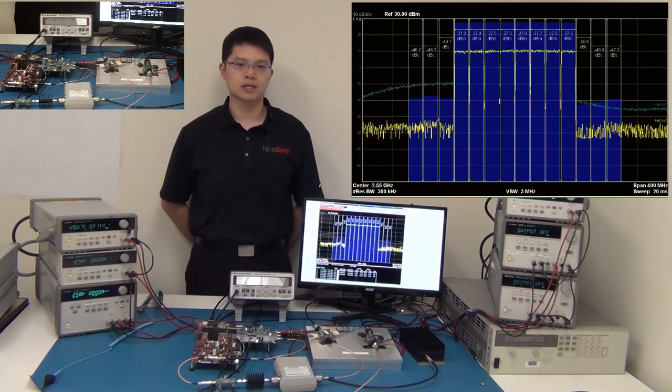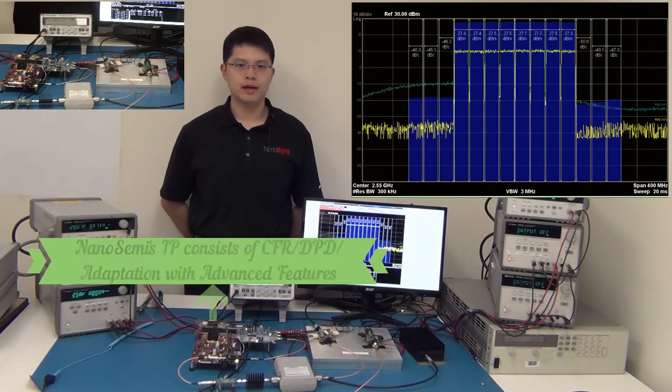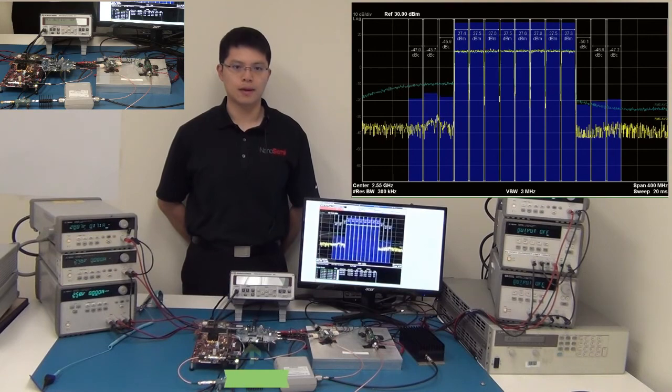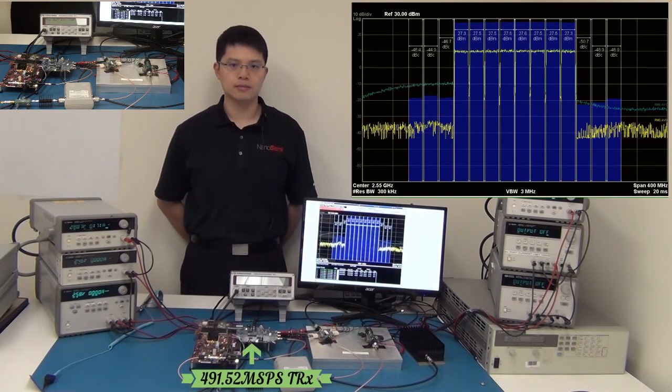So here we have customized the FPGA of the Analog Devices transceiver evaluation platform to include our own digital predistortion, crest factor reduction, and adaptation in its transmit and observation receive data path, making our DPD demonstration platform operate seamlessly with the Analog Devices and Xilinx infrastructure.